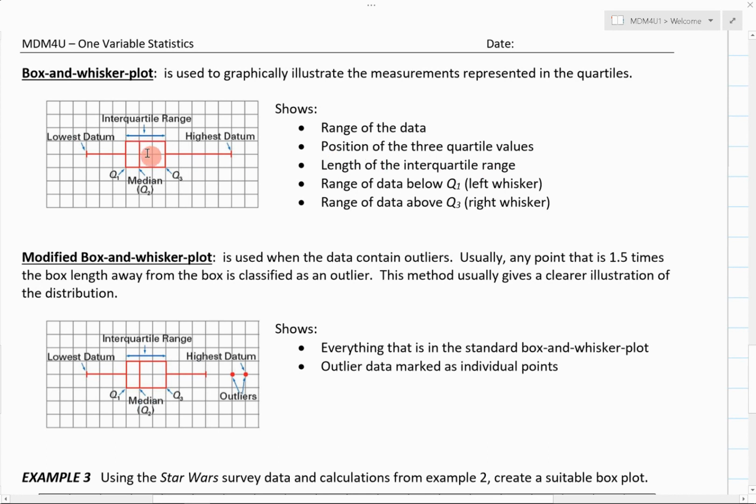So if most of your data is clustered around the median, your box is going to be pretty small. The range of data below Q1 shows how many data points are in the bottom 25 percent, and the range above Q3 shows how many data are in the upper 25 percent.